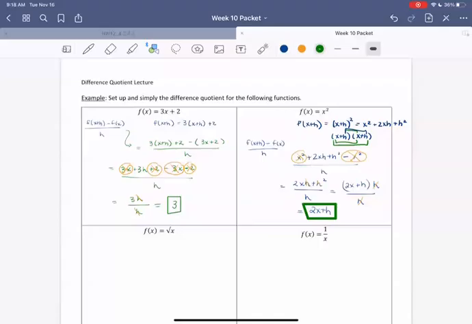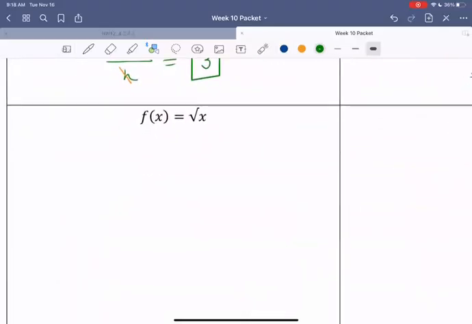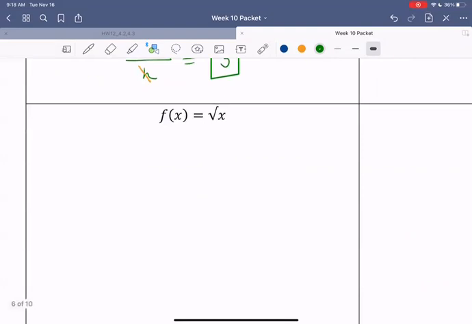In this video, we continue our work looking at setting up and simplifying the difference quotient. So we're now going to look at the example when our function is the square root of x.